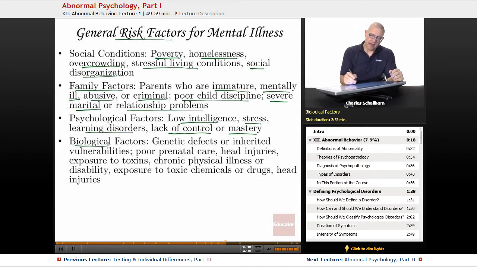Then we get the biological factors: genetic issues, defects, or inherited vulnerabilities. Perhaps there's a genetic predisposition for a particular disorder that, if we have the right environmental stressors and experiences, will trigger the genes to start manifesting themselves in our phenotypes. And that can be a problem. Poor prenatal care has been associated with some mental disorders. Head injuries, exposure to toxins, chronic physical illness or disability, exposure to toxic chemicals or drugs.